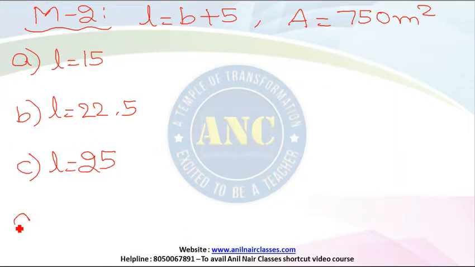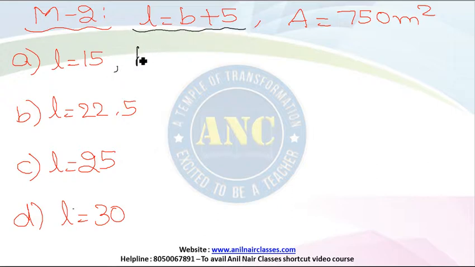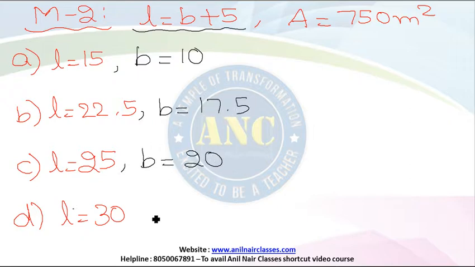Now see here, sir. Can I say that length is 5 more than breadth? This is the clue in the question. That means breadth should be 5 less than length. Here it is 10. Here the breadth is 22.5, 5 less is 17.5. Here the breadth is 20 and in the last case breadth is nothing but 25. Now area is length into breadth, right sir? When I multiply length and breadth, I should get 750.